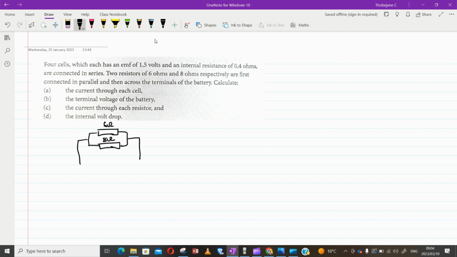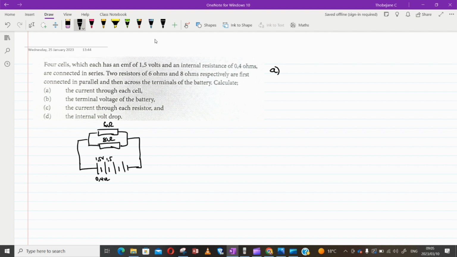They said first are connected in parallel, then across 4 cells. 1, 2, 3, 4 cells, with each having an EMF of 1.5 volts, and an internal resistance of 0.4 ohms, respectively. Now, this is our circuit. The first question, number A, they want us to calculate the current through each cell.